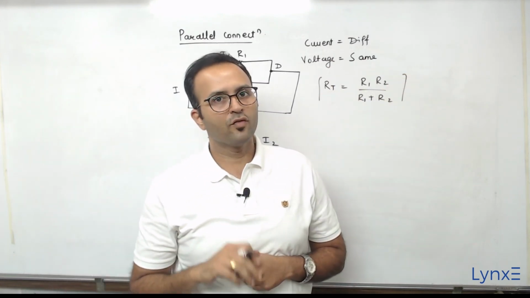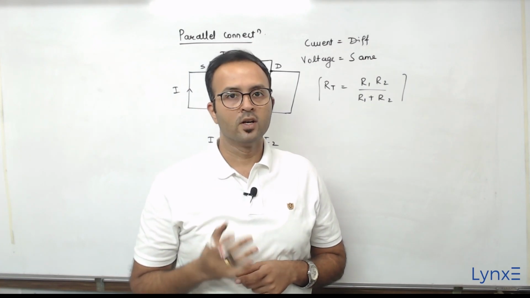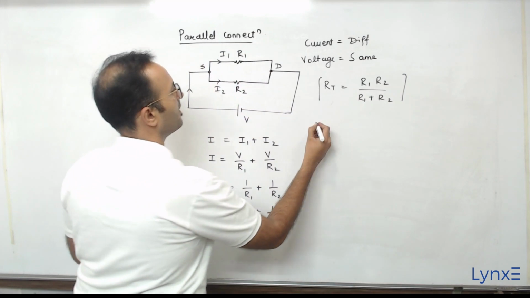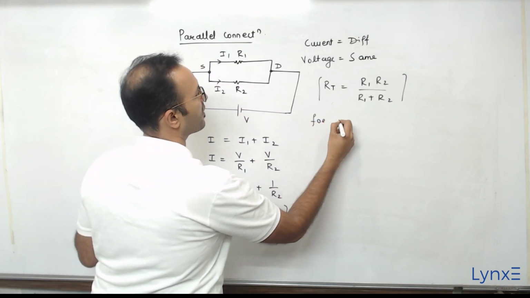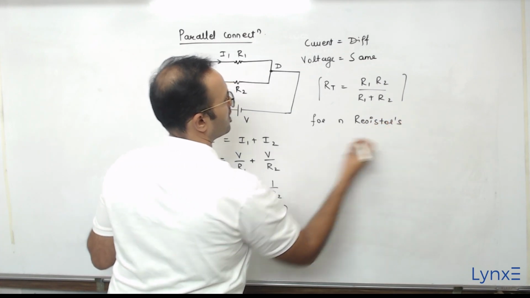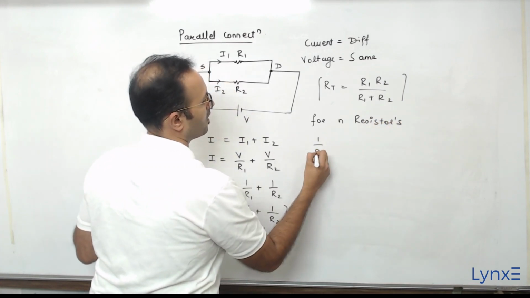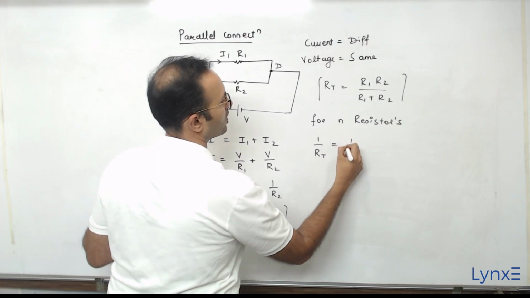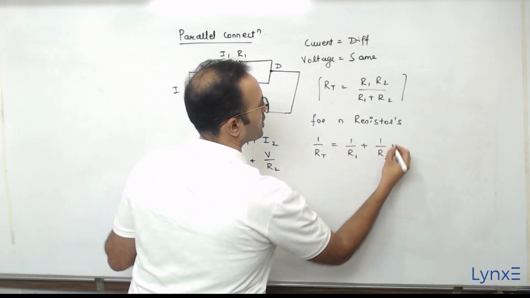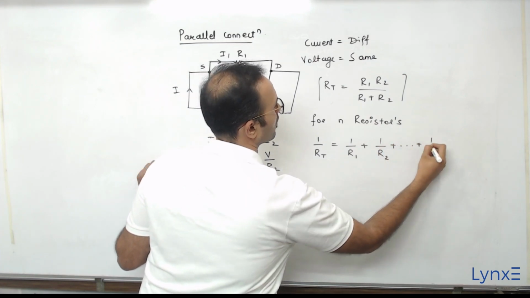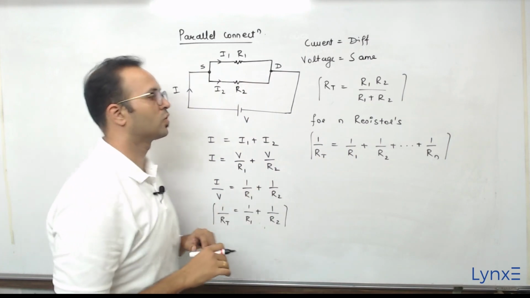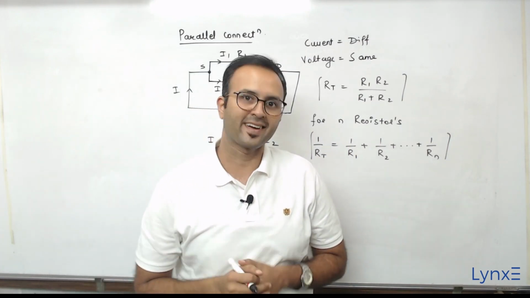Now this won't work for 3 resistors, 4 resistors, right? So what happens for 3 resistors, 4 resistors or n resistors? Check. Suppose you are checking for n resistors. So I can say 1 upon R total is equal to 1 upon R1 plus 1 upon R2 plus up to 1 upon Rn. So this is my R total for n resistors, correct?